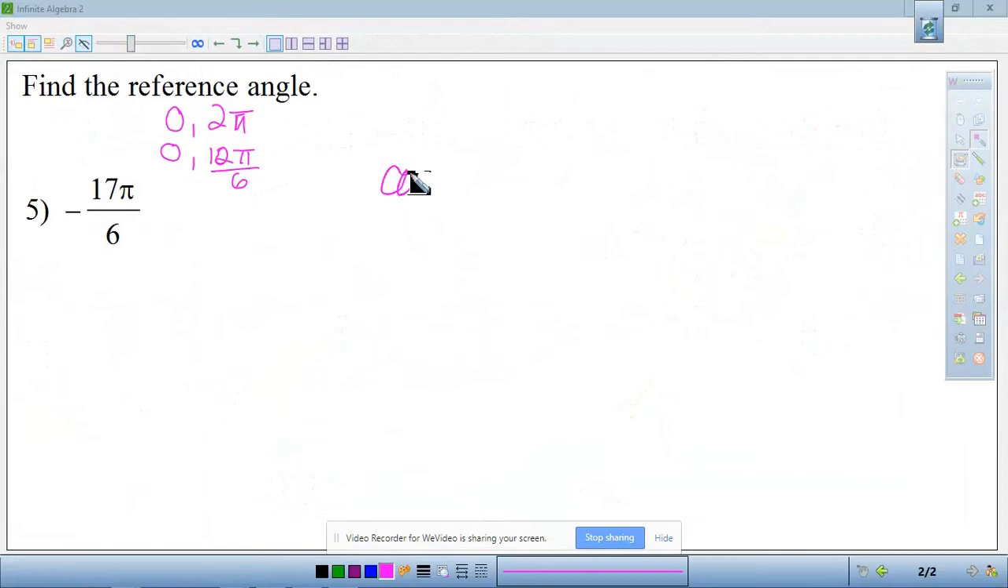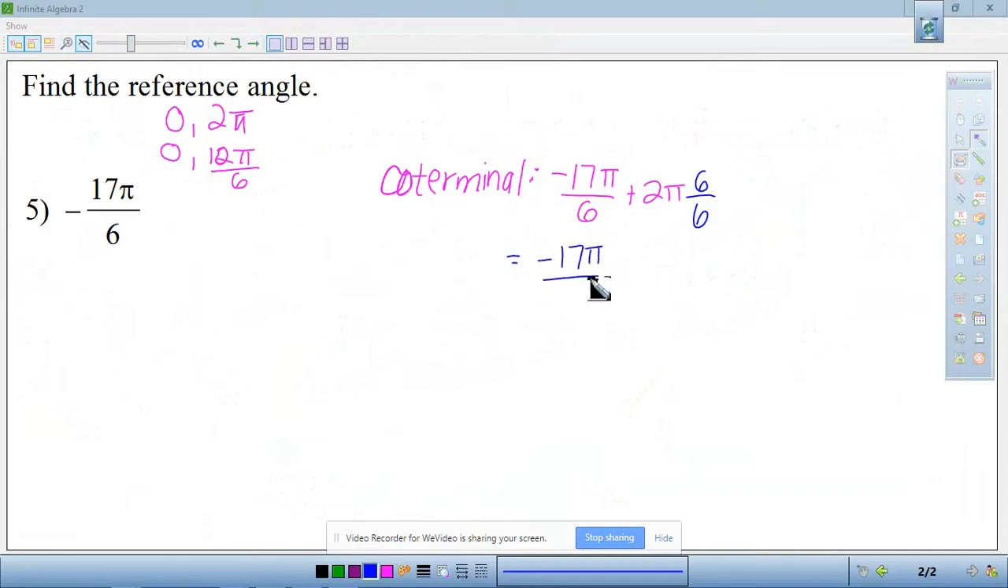So I'm going to start by finding my coterminal. My coterminal is my positive value in the first loop of the circle. Since it's negative, I'm going to add 2 pi to it. But again, to add, we need that common denominator, so we need to multiply by 6 over 6. So I get negative 17 pi over 6 plus 12 pi over 6, and that's negative 5 pi over 6.